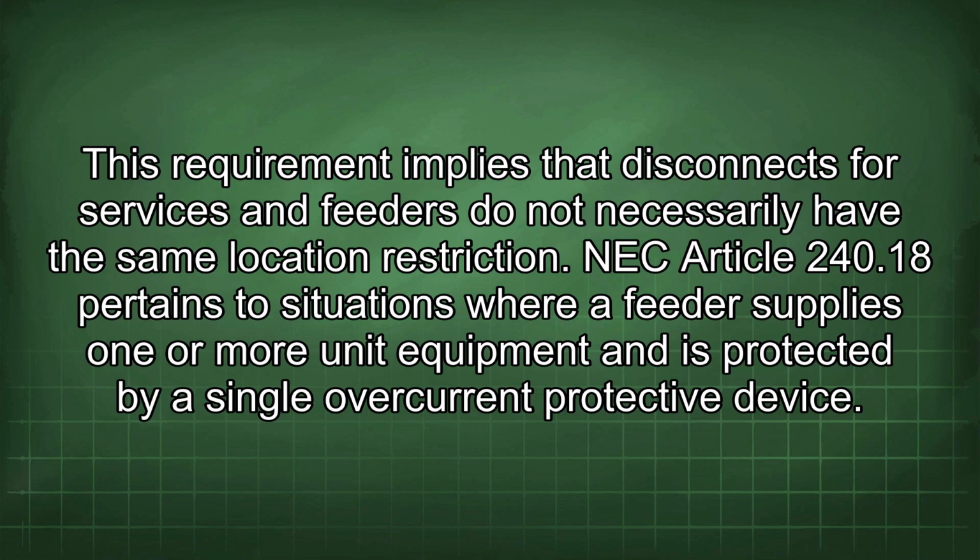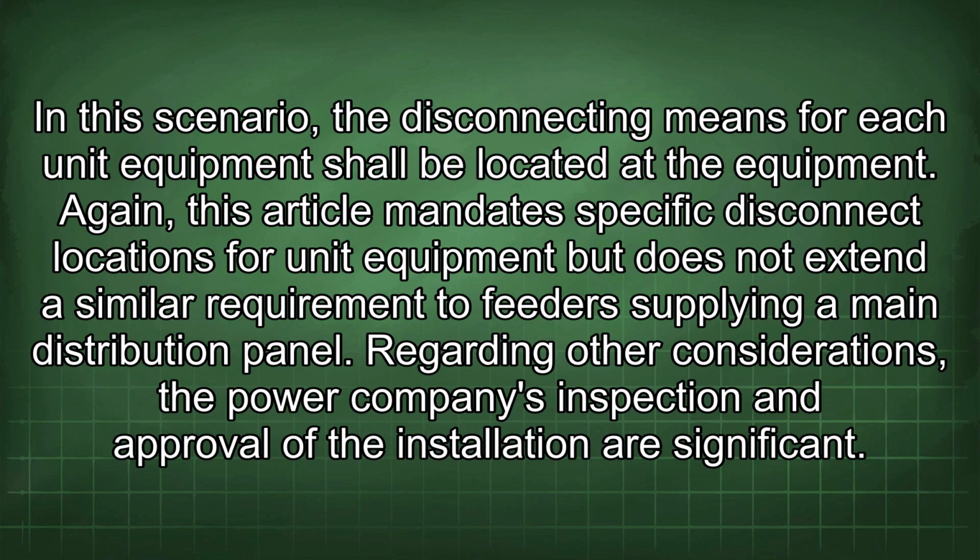NEC Article 240.18 pertains to situations where a feeder supplies one or more unit equipment and is protected by a single overcurrent protective device. In this scenario, the disconnecting means for each unit equipment shall be located at the equipment. Again, this article mandates specific disconnect locations for unit equipment but does not extend a similar requirement to feeders supplying a main distribution panel. Regarding other considerations, the power company's inspection and approval of the installation are significant.